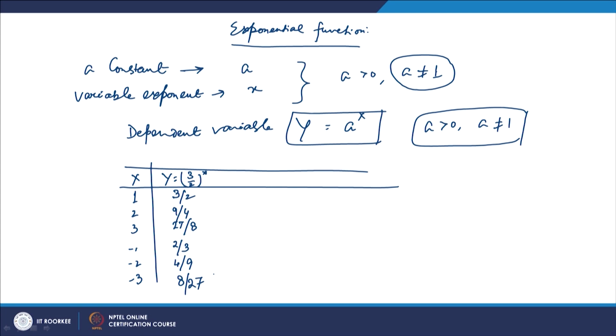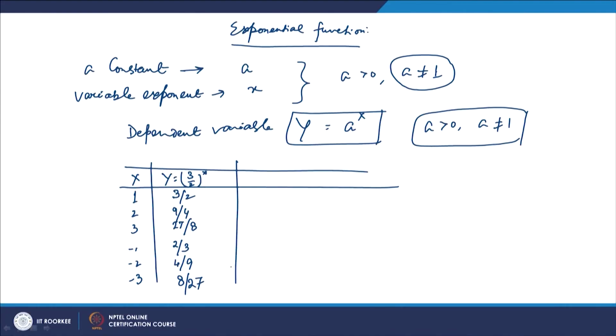Similarly, in another case the x value may be negative. If that becomes the case, there will be decay as x is increased. So in that case, if you have y equal to 3 by 2 raised to the power minus x, here there will be decay.